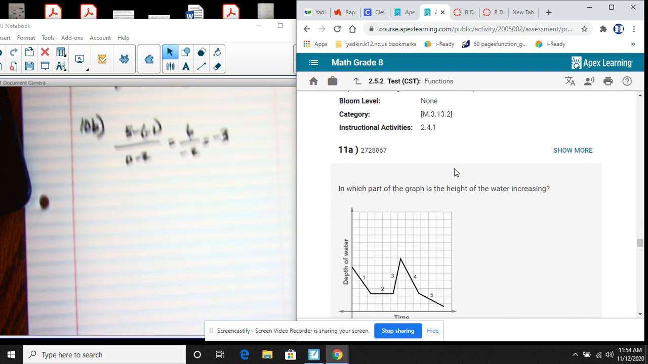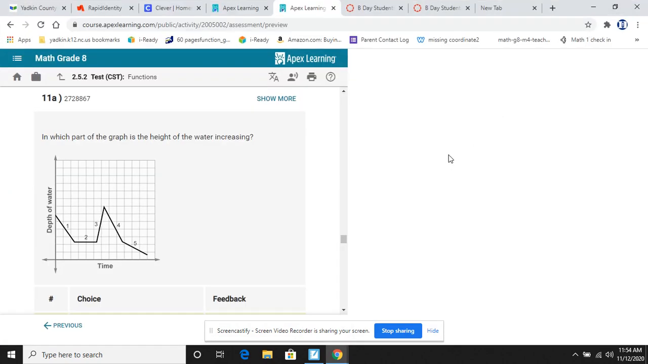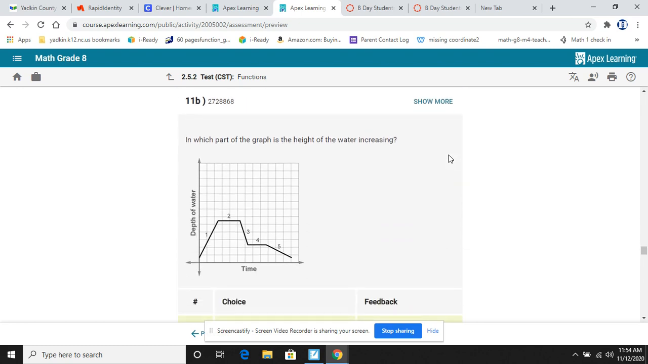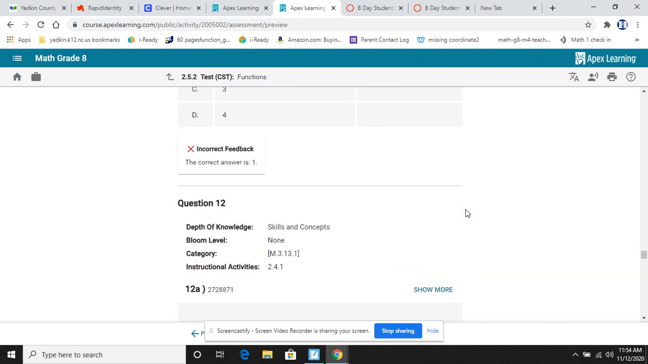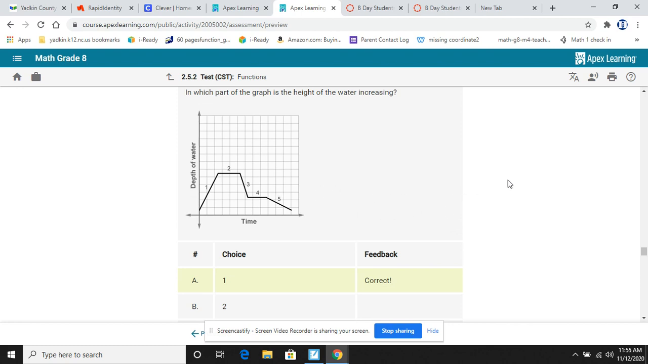Okay, question 11. In which part of the graph is the height of the water increasing? In other words, which part of the graph is going up, which is part 3. Okay. Which part of the graph is the height of the water increasing? Part 1, where it's going up, where it's positive, increasing. If it said constant, that means it would be flat, like a horizontal line.